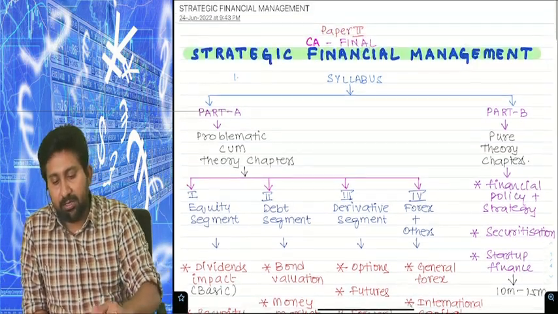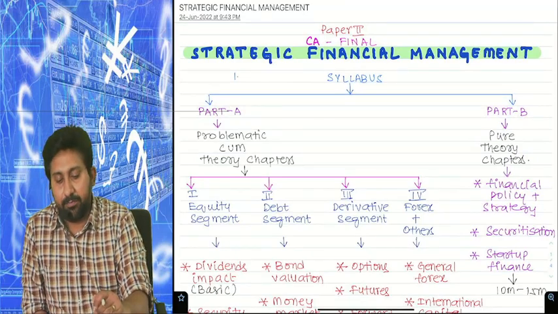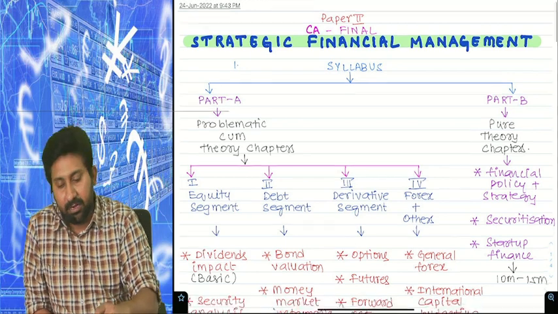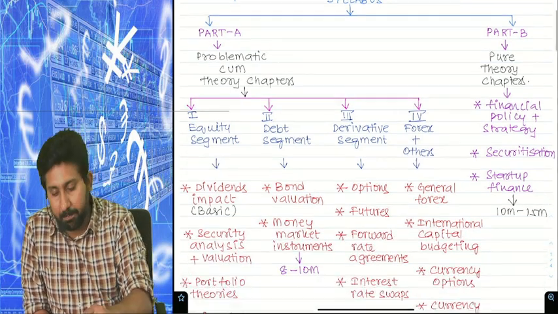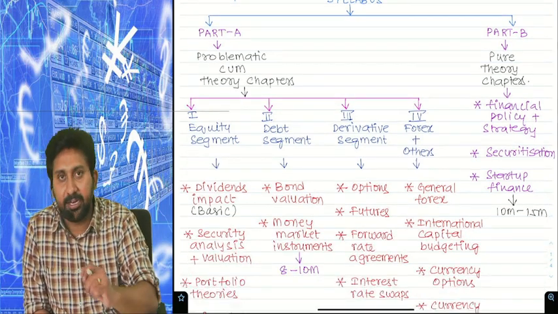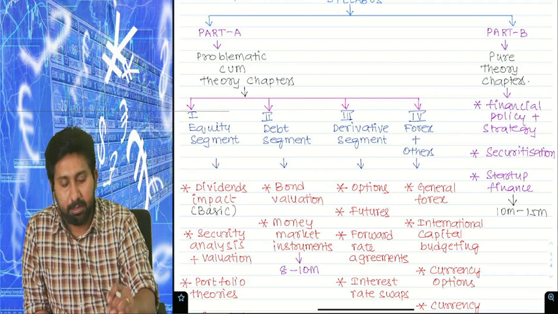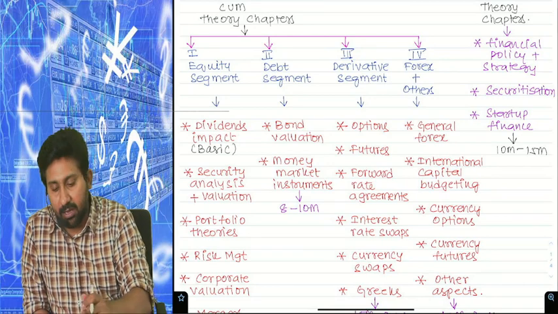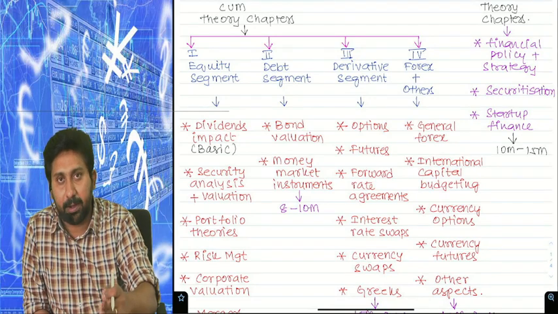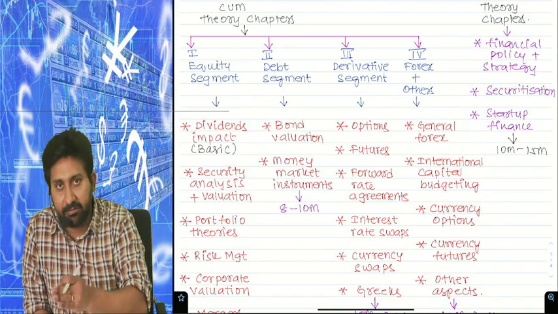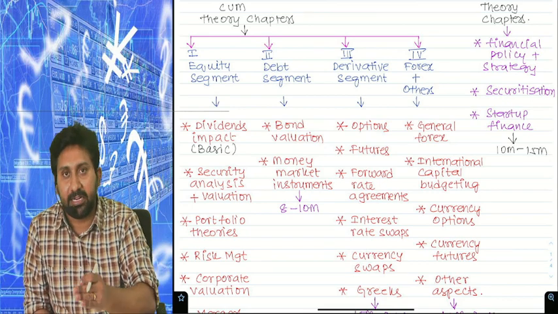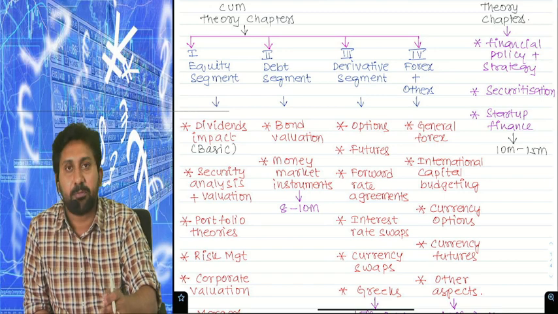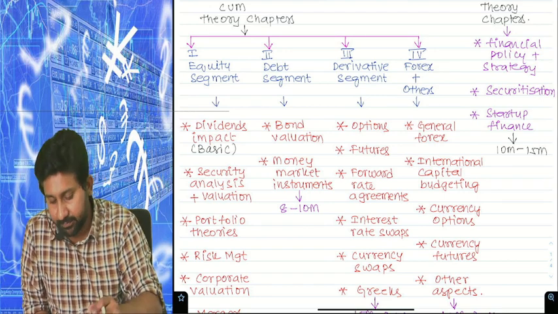So the total syllabus of paper number 2 CA Final Strategic Financial Management will be divided into two parts. Part A, problematic cum theory chapters, and part B, pure theory chapters. Problematic cum theory chapters, I will be dividing into 4 different parts. First part will be the equity segment, second part will be the debt segment, third part will be the derivative segment, and fourth part will be the forex and others.